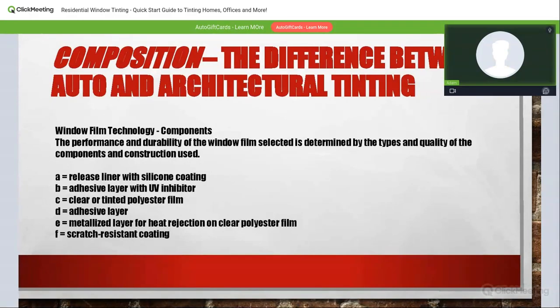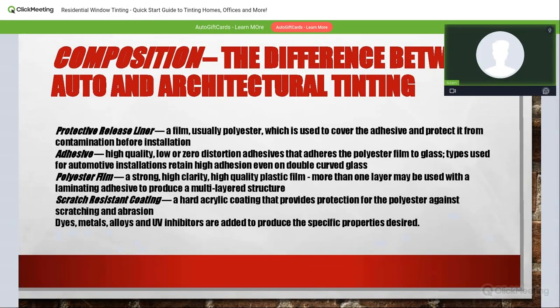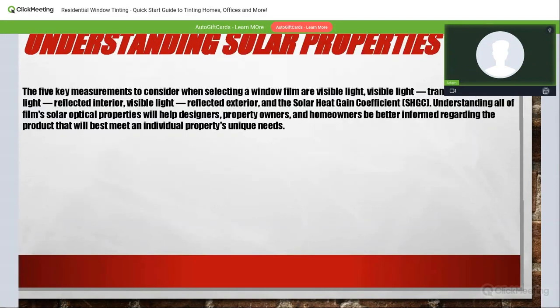Next, there's a composition difference between auto and residential. Just like automotive film, there's a release liner, an adhesive layer, a clear tinted polyester film, another adhesive layer, and then a metallized layer for heat rejection on the clear polyester film. This is what gives it its reflective coating. I don't want to go too much into the composition of how the film is made. It was more to give you an idea of how film is different, how to apply it differently, how to determine if the window has a low E coating, and, more importantly, what to quote with the actual windows.